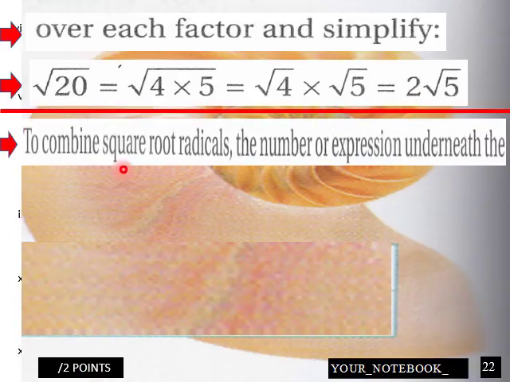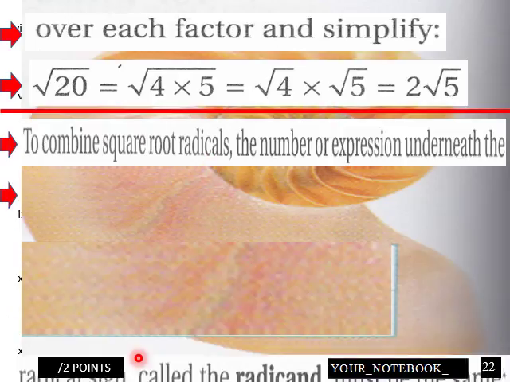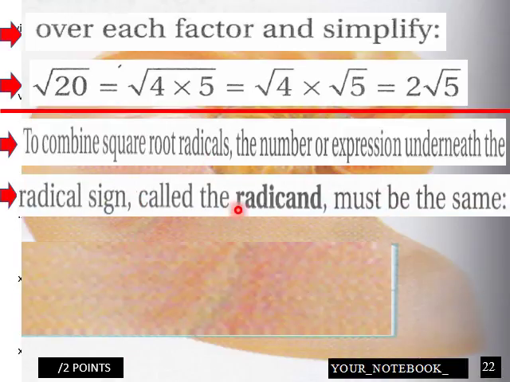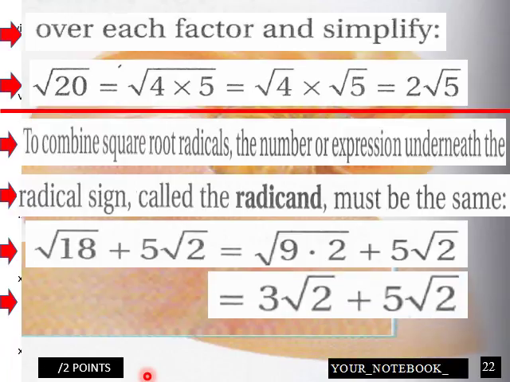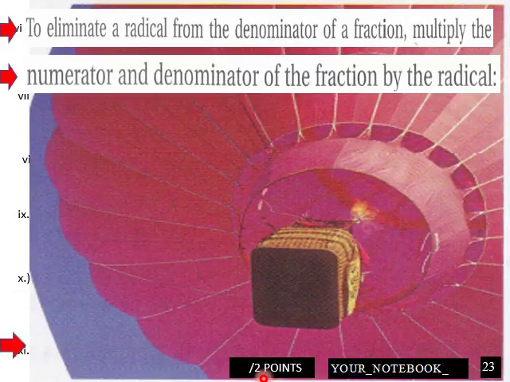To combine square root radicals, the expression underneath the radical sign, called the radicand, must be the same. So we can see square root 18 plus 5 times square root of 2. We can factor this into that. And then we have 3 times square root of 2 plus 5 times square root of 2. We can combine those together.